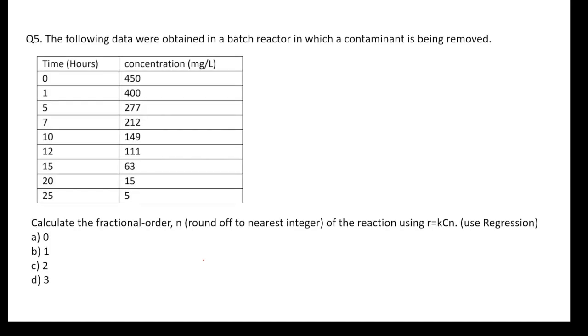Coming to the next question, the following data were obtained in a batch reactor in which a contaminant is being removed. Okay, it is a batch reactor. Here, T is clock time, as I told earlier. Okay, so concentration and time are given. Calculate the fractional order n for the reaction using R is equal to K C to the power n. Here we need to use regression analysis. Okay, you can solve this in Excel also. Please note this down and try to solve.